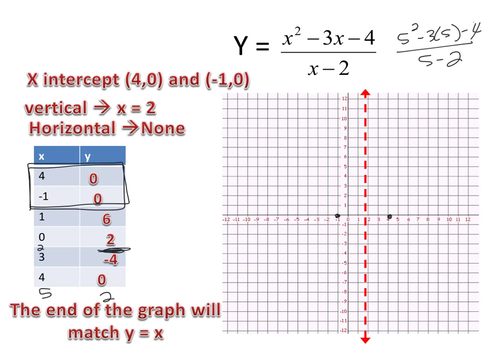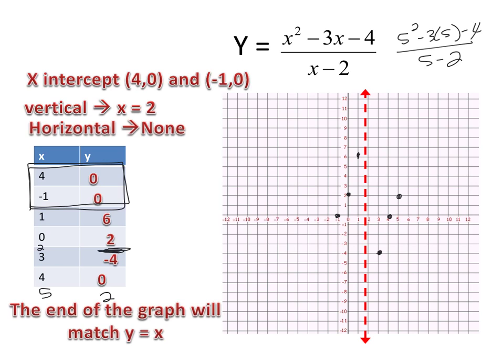And so now I'm going to plot those points. So I have 1, 6. I have 0, 2. We have 3, -4. And then, of course, we have 4, 0. And then we also have 5, 2. I went ahead and graphed one more, so I'd have 3 on each side.